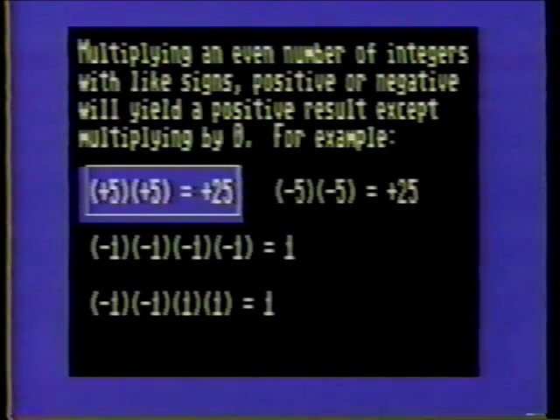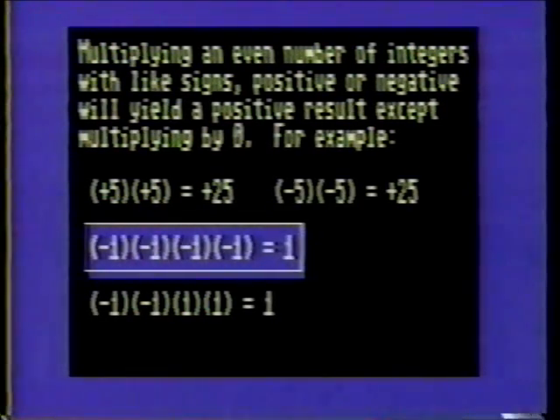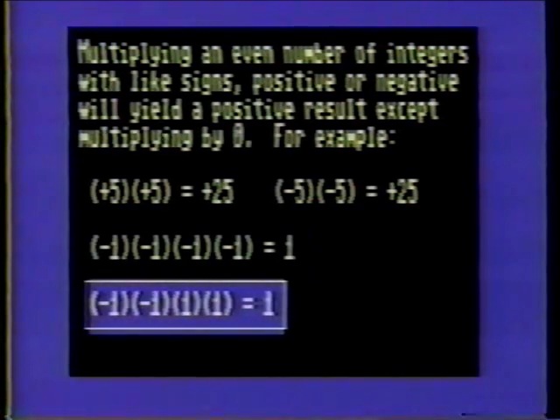Multiplying an even number of integers with like signs, positive or negative, will yield a positive result except when multiplying by 0. For example, positive 5 times positive 5 is positive 25. Negative 5 times negative 5 is positive 25. 1 times negative 1 times negative 1 times negative 1 is positive 1. Negative 1 times negative 1 times positive 1 times positive 1 is positive 1.